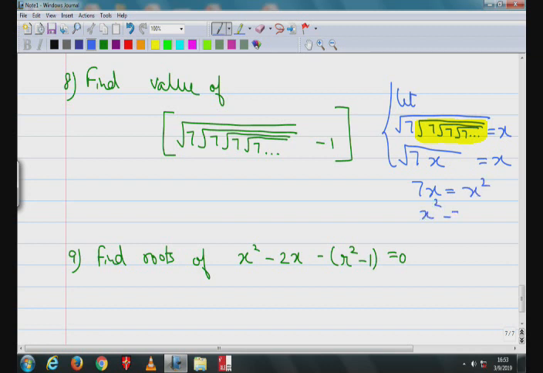So x square minus 7x equal to 0, so x times x minus 7 equal to 0. So now either x is equal to 0 or x is equal to 7. Now x can't be equal to 0, because root of 7 will have some value, and when we multiply that, it will have some value. It can't be equal to 0. Therefore x is going to be 7. So the value for this expression is going to be 7. So 7 minus 1, the answer for this expression is 6.